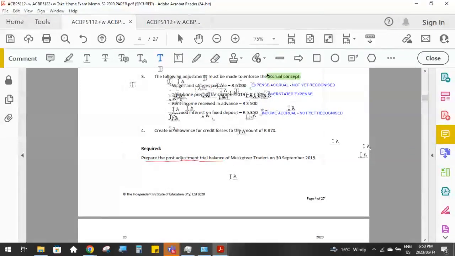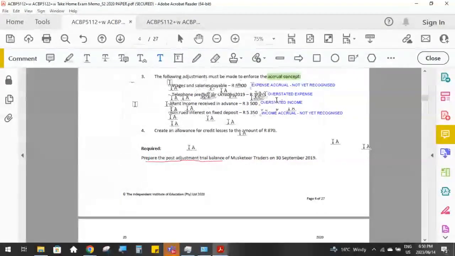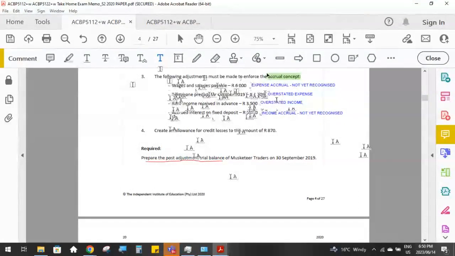And then the other one is rent income received in advance, and that is an overstated income. That means somebody paid us before they should have. So our year is ending in September, but this person already paid us October's rental. So we debited our bank account and credited the rent income when we received the money. But this rent doesn't belong to this financial year or this reporting period. It only belongs to the next reporting period. So these are the adjustments that we must make.